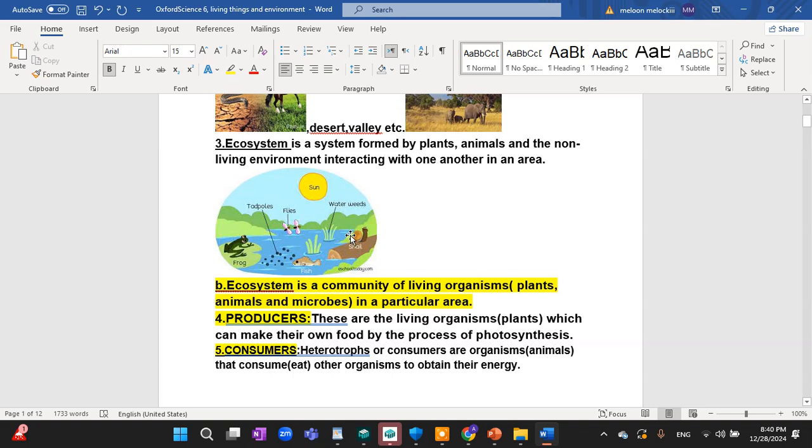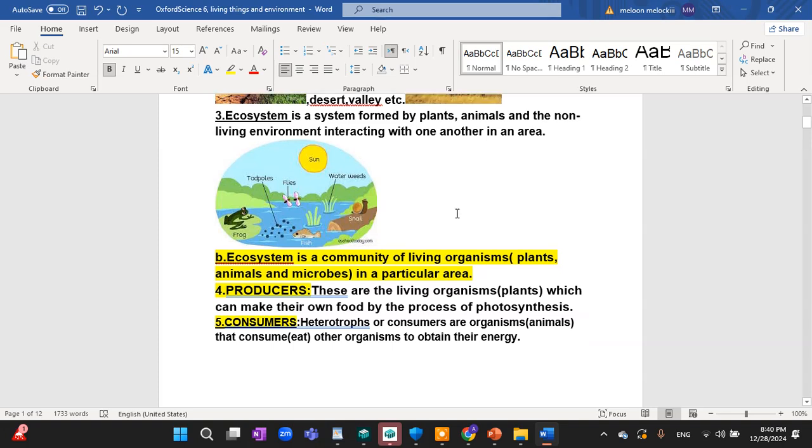In this picture, you can see this is a pool where frogs are present, tadpoles, their babies are called tadpoles, and the flies are also there. Water plants are there, water weeds, and the sunlight energy is also there. And a snail is resting over a wooden log. Fish is in the pond. So this is an example of an ecosystem.